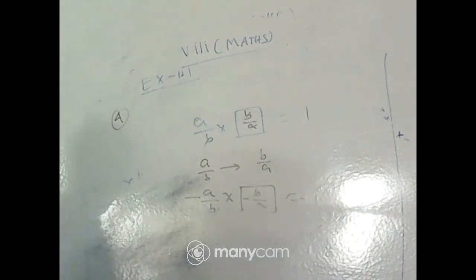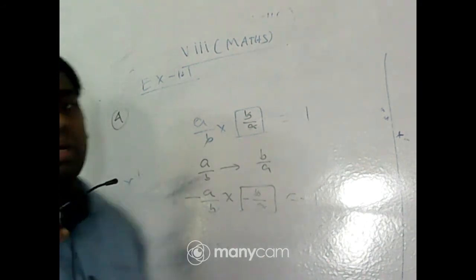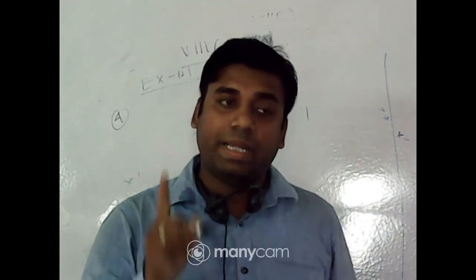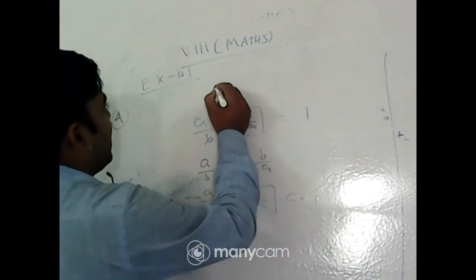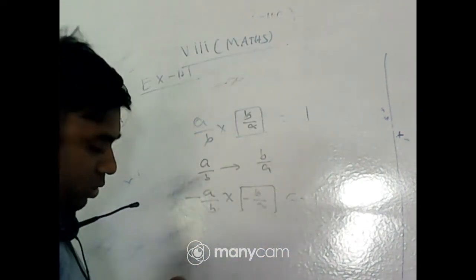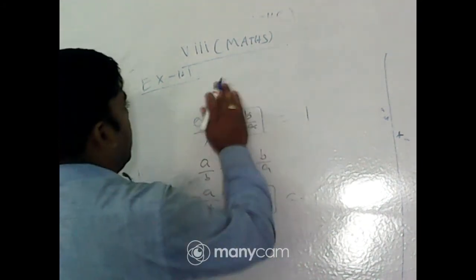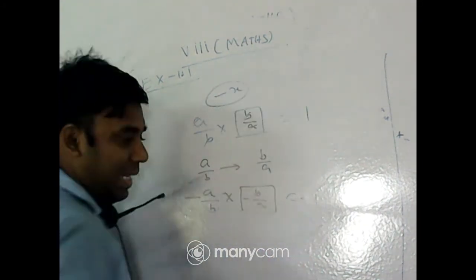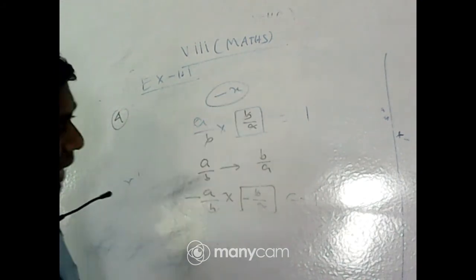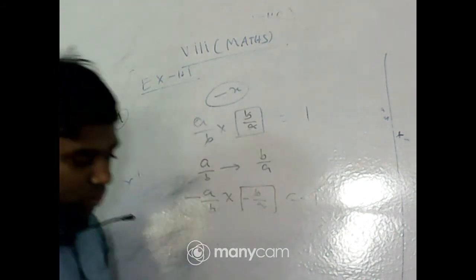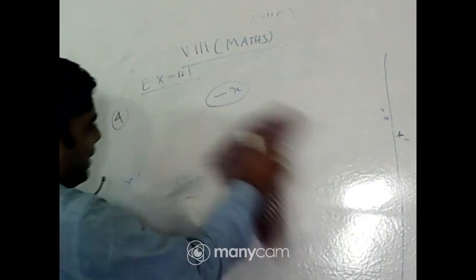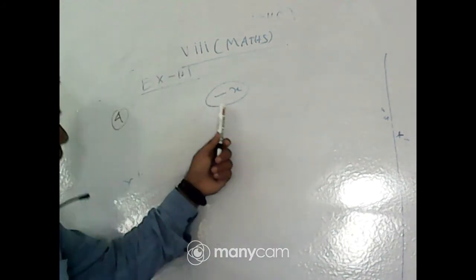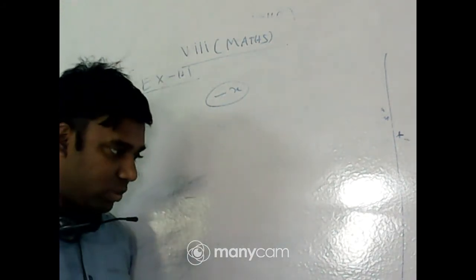One thing is clear: for a positive number, its multiplicative inverse should be positive. For a negative number, the multiplicative inverse should be negative. So a number is given, minus x. What will be the sign of its multiplicative inverse? A number is given, minus x. Quickly answer it.